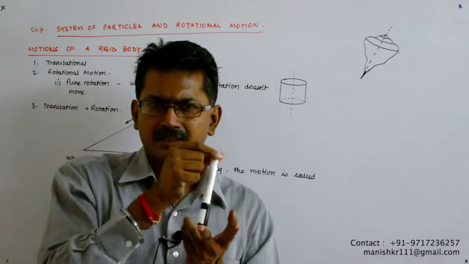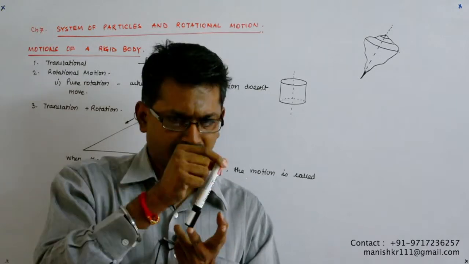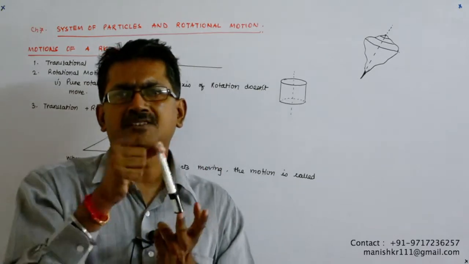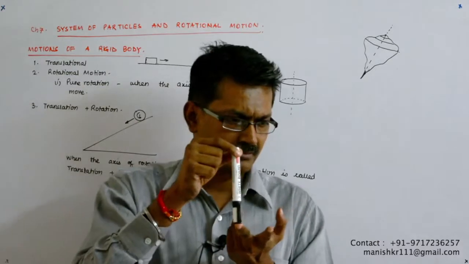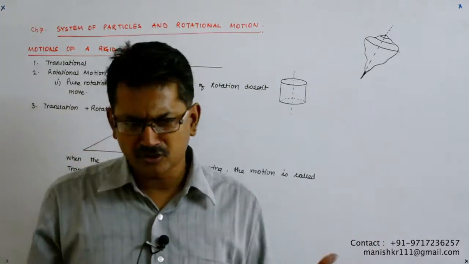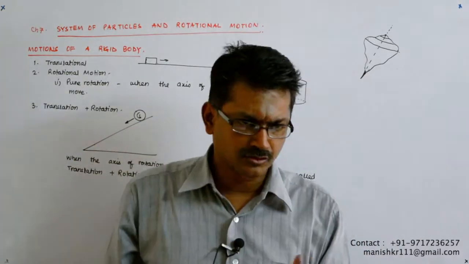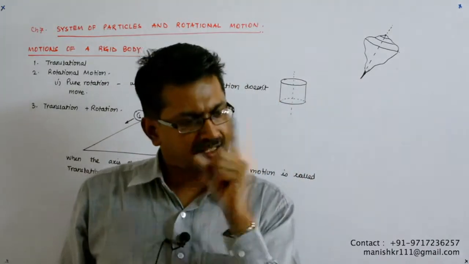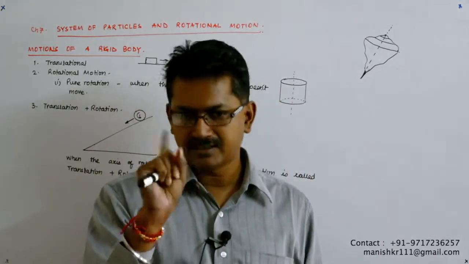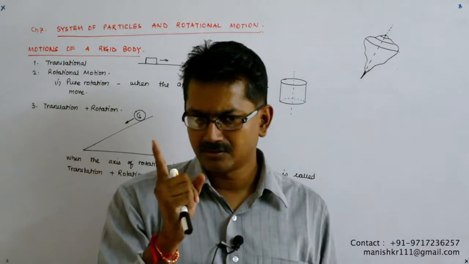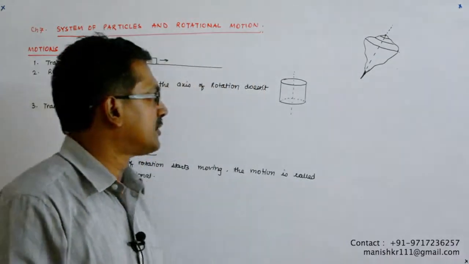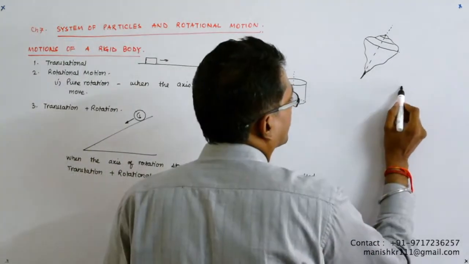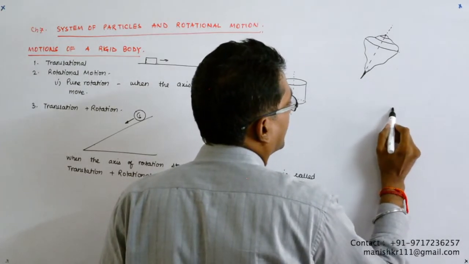So what has happened? The axis of rotation itself is moving, but it is passing through a fixed point here on the ground. Many a times that point is not fixed, it keeps on moving here and there also. But many a times you will see that it gets stuck at a point, and the top starts taking this kind of motion. Okay? Or you must have seen table fans.